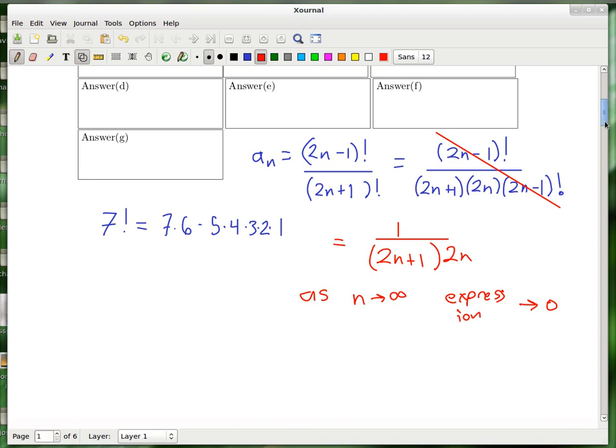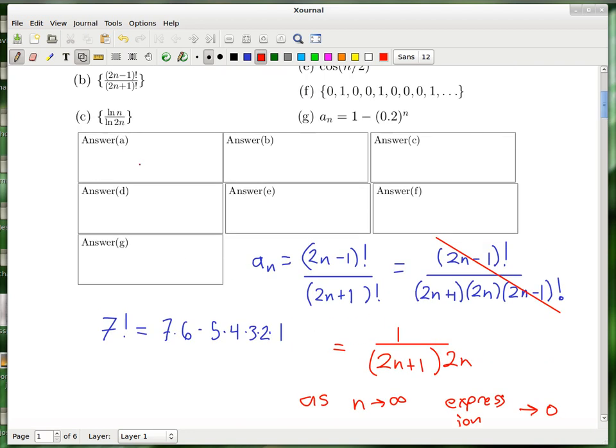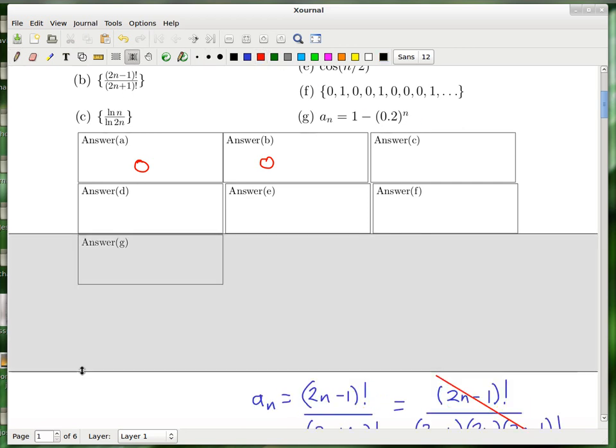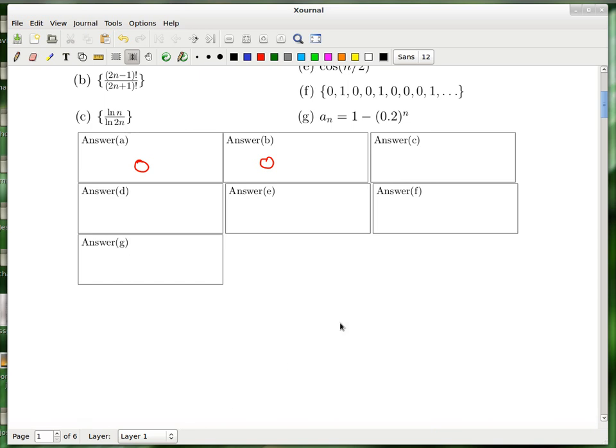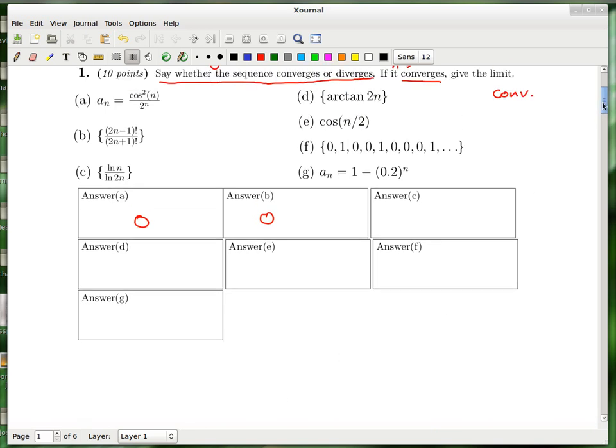Okay, so we've done the first two. Just to remind you, for A we got 0, and we just showed that the answer to B is 0 too. So push that stuff down, and let's look at C. Here is C. C is kind of interesting, so let's set up the limit that we care about.